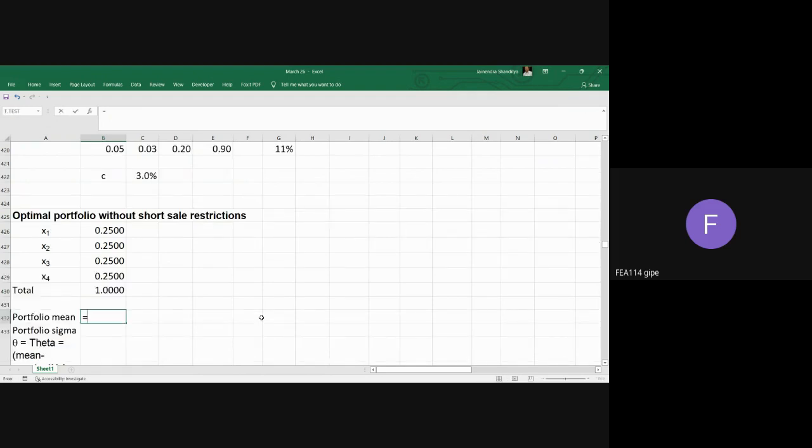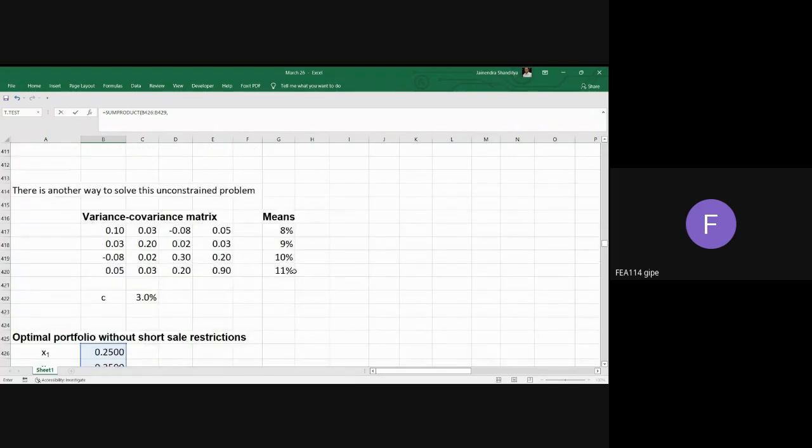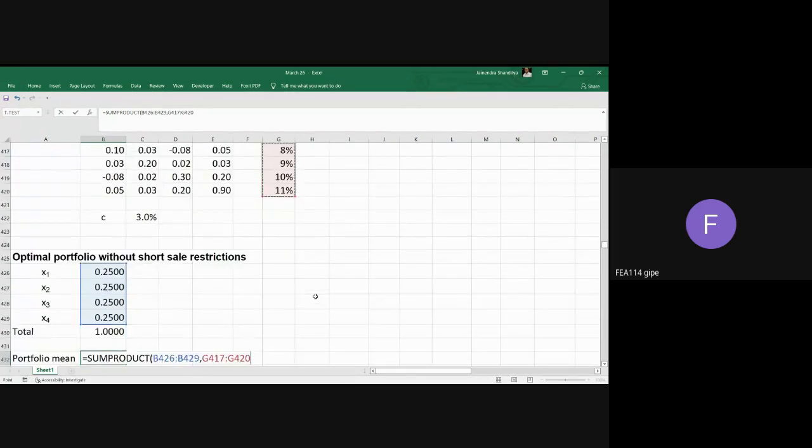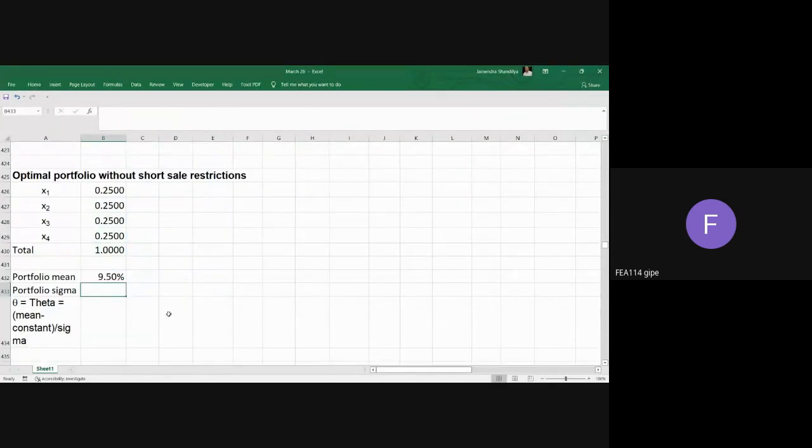The mean will be again calculated like this, and if we do this way, we get the mean, which is what we did. So we got a mean of this, and then we do the sigma. Can you calculate sigma and let me know what sigma you are getting for this particular portfolio?